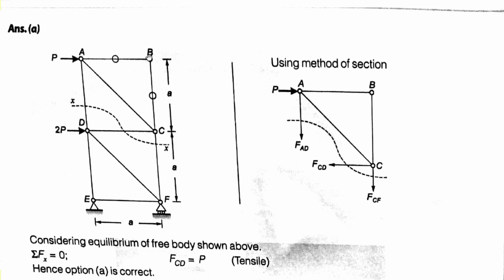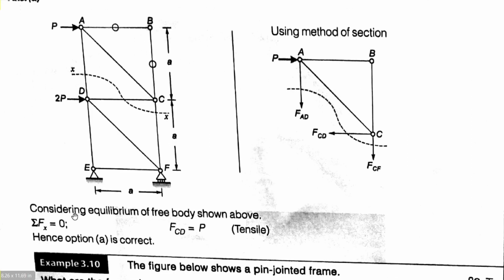So by convention, these forces BA and BC, the non-collinear forces, carry zero force. So that's why BA is equal to 0 and BC is equal to 0. Here is the free body diagram of the upper portion, and we consider the equilibrium of the free body. Summation of Fx is equal to 0, so FCD minus P is equal to 0, so FCD is equal to capital P. It is positive in nature, so it is tensile.